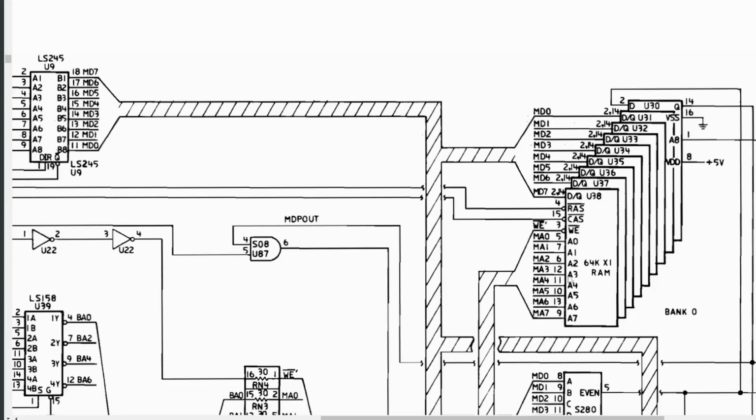All right, on page 62, we see the RAM here, and MD0 through 7, and that's memory data bus 0 through 7. That's the bus lines we've been looking at. Pin 2 is also hooked up to pin 14. That's where we've been seeing these weird signals.